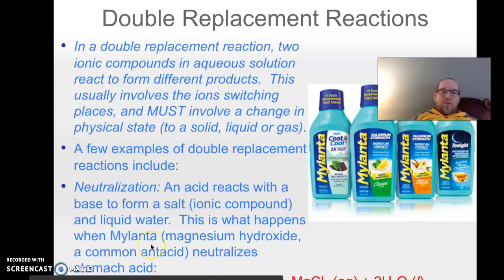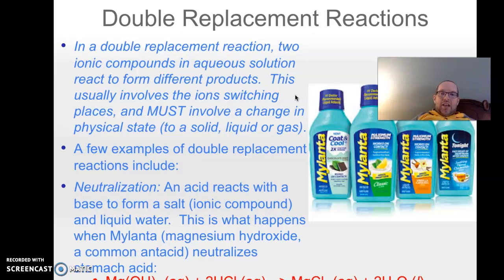So one type is neutralization. When acids and bases react, they neutralize each other. And acids are going to react with bases to form a salt, which is just an ionic compound, and liquid water. So Mylanta down here was actually a thing that was used a lot in the past and still is available to neutralize stomach acid.